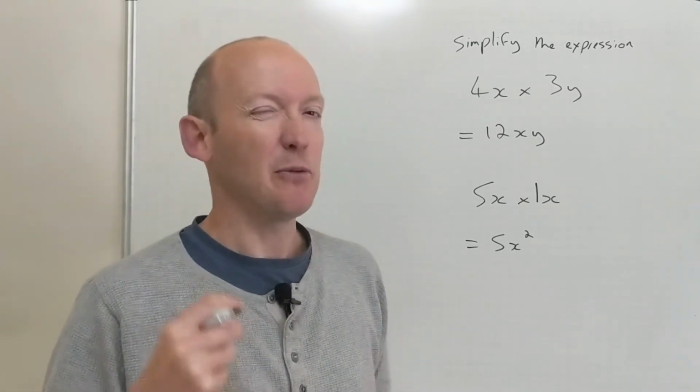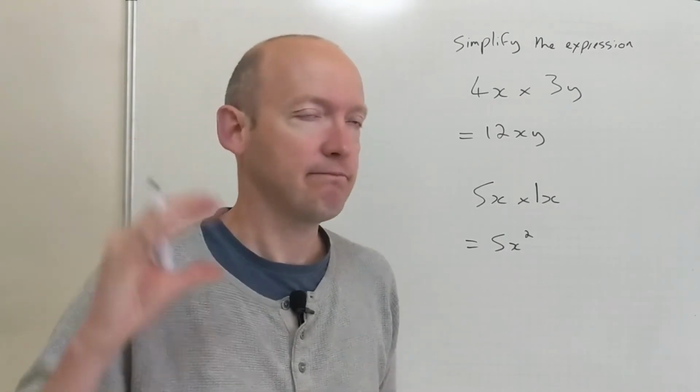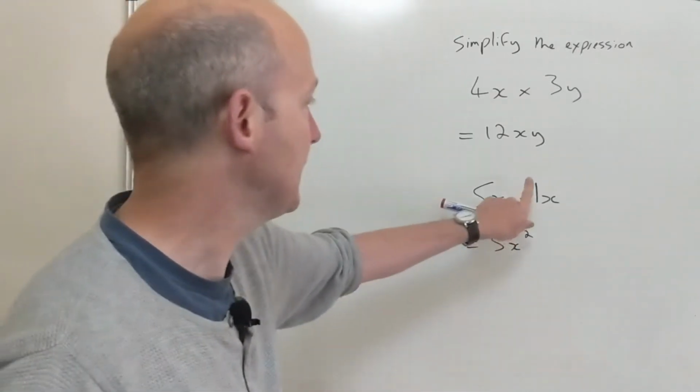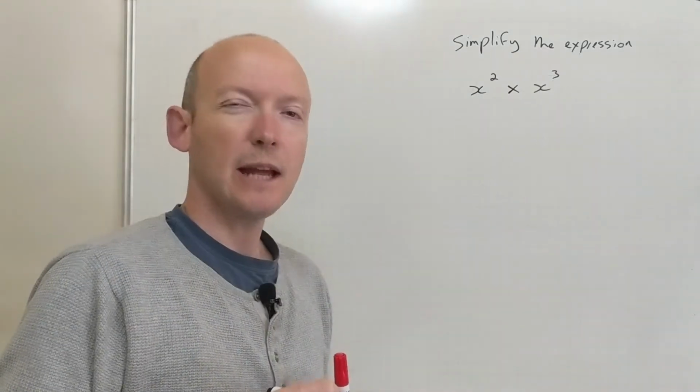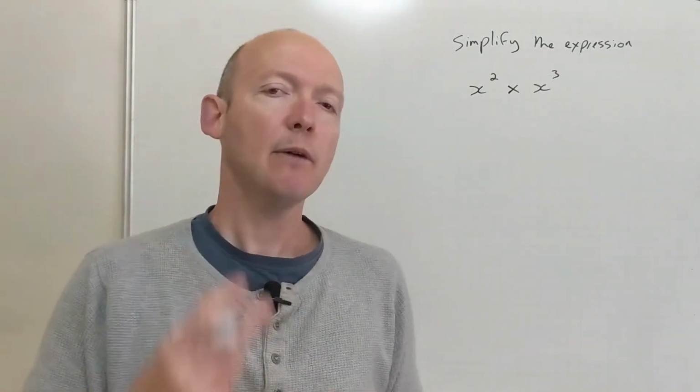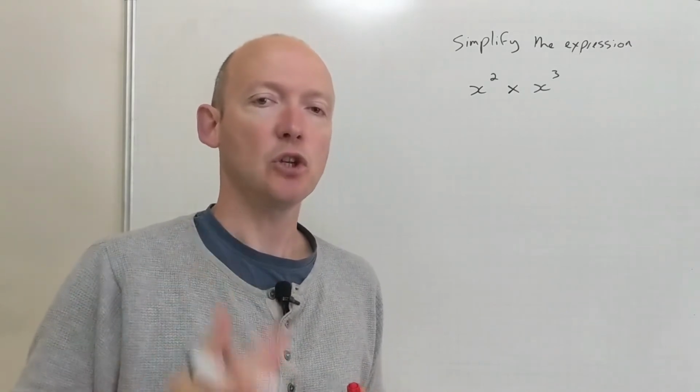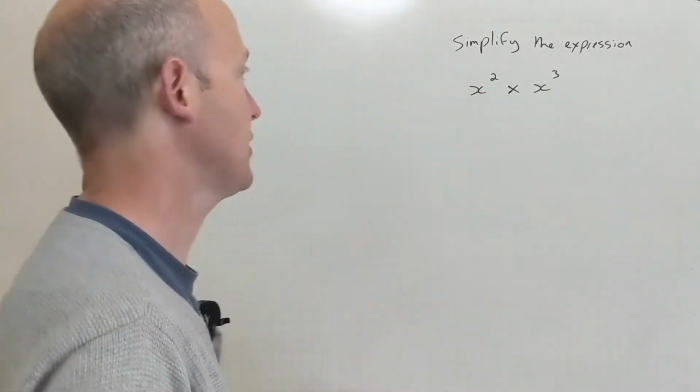Eventually you should get to the point where you don't need to do that, but if it helps, so be it. At least mentally be thinking of this 1 here. 5 times 1 is 5. So now we've made things a little bit more complicated. Now we've got an x squared times x cubed. We're using powers in the question.